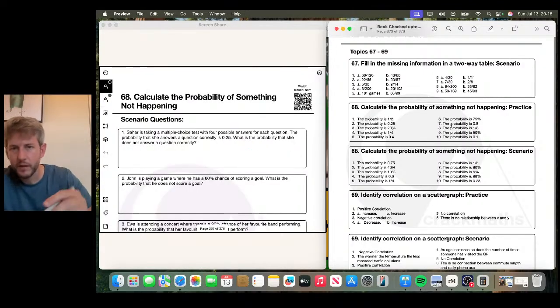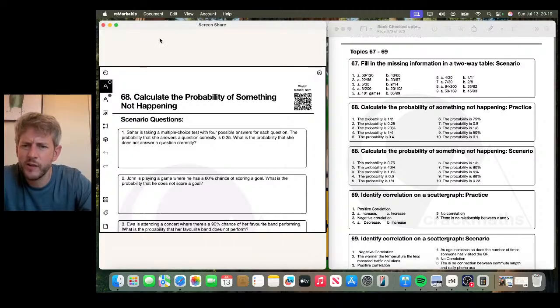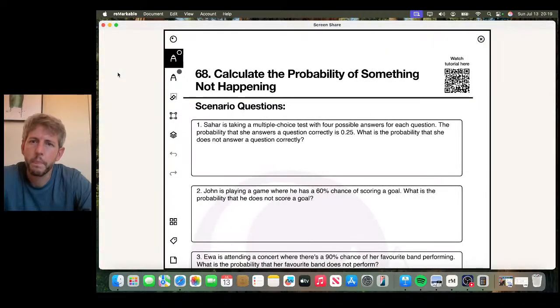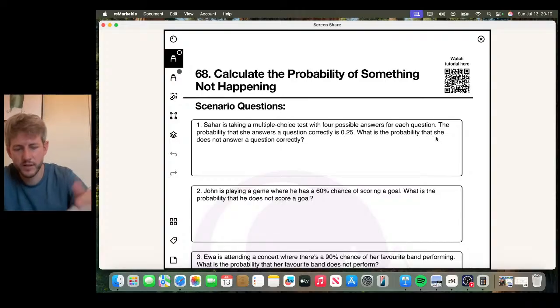Okay. Right, let's see these questions. They look quite long, so I'm nervous. Right. Okay, question 1. Sahar is taking a multiple choice test with 4 possible answers for each question. The probability that she answers a question correctly is 0.25. What is the probability she doesn't answer the question correctly? That is 0.75.